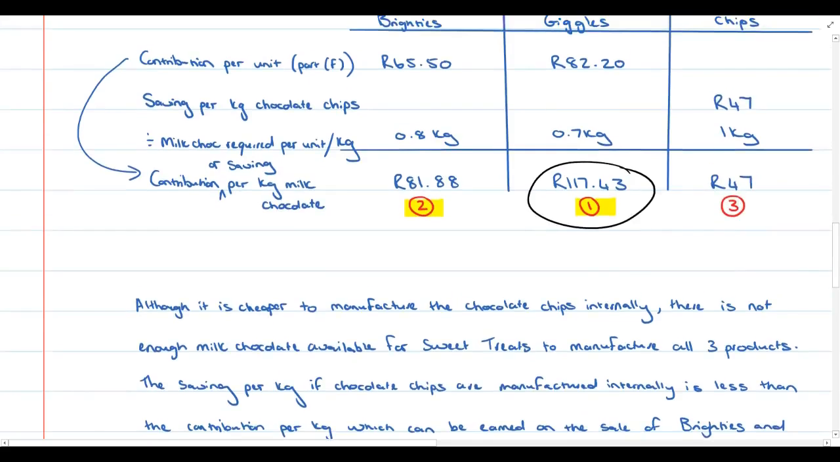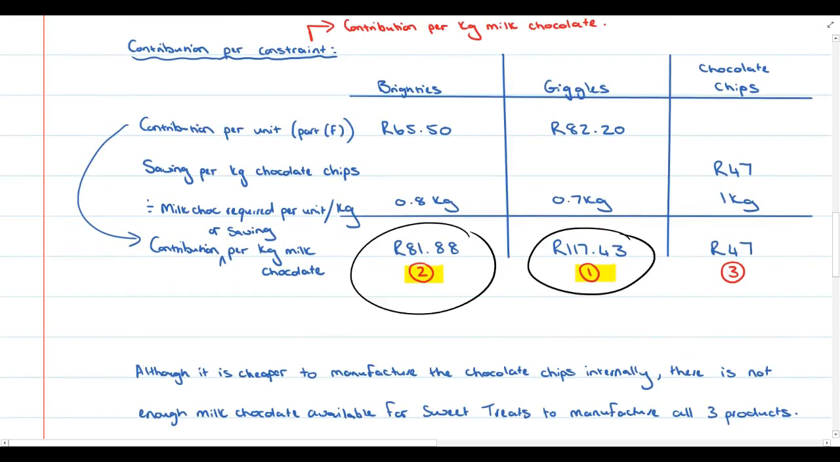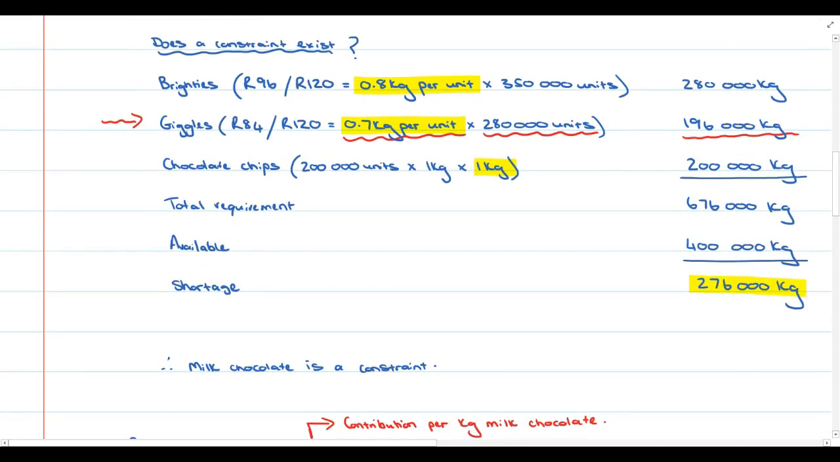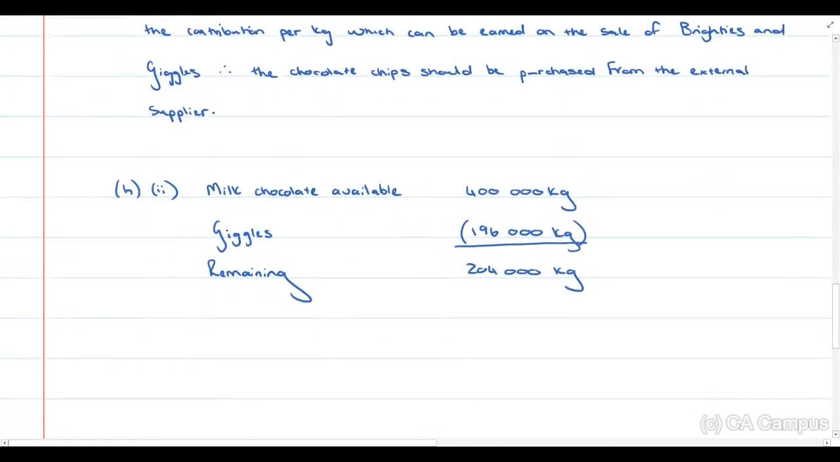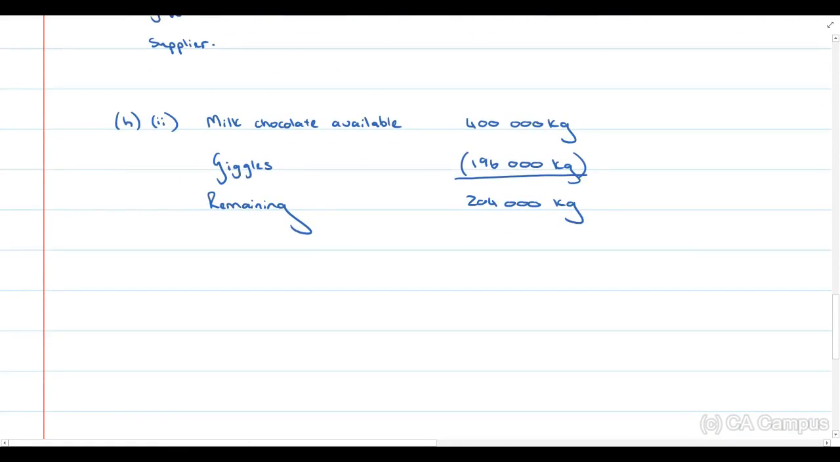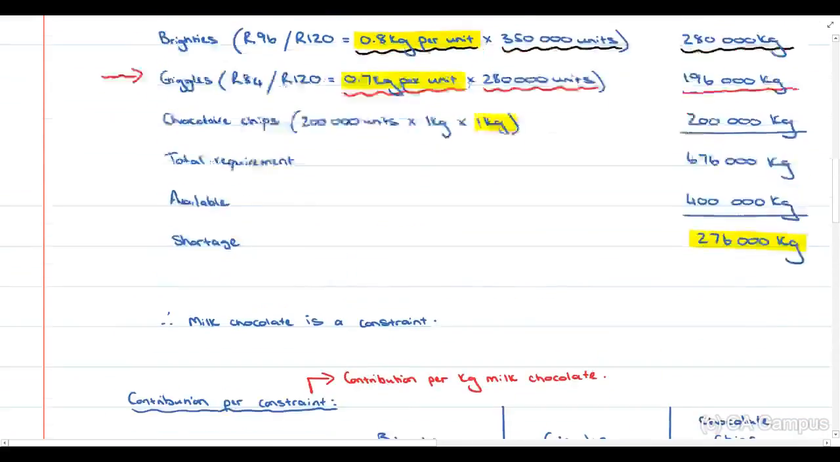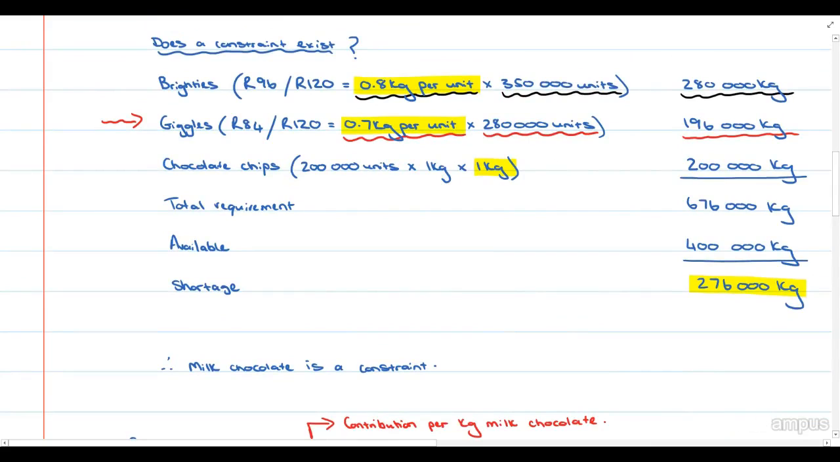And the next best product was Brighties. That was ranked number 2. And we know that the annual demand for Brighties is 350,000 units, and they need 0.8 kilograms of milk chocolate per unit. So in total, they need 280,000 kilograms of milk chocolate. So you can see we've calculated that there are only 204,000 kilograms remaining. So they will not be able to make all of the Brighties units that they would like to make. So we are going to have to work backwards. With the material that's available, how many units can they make?